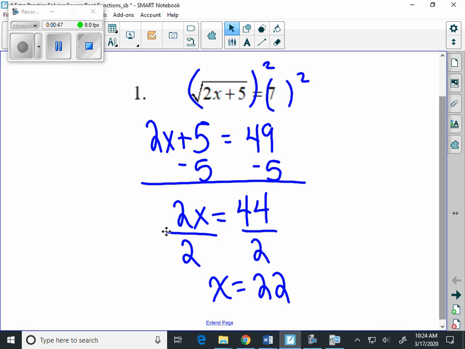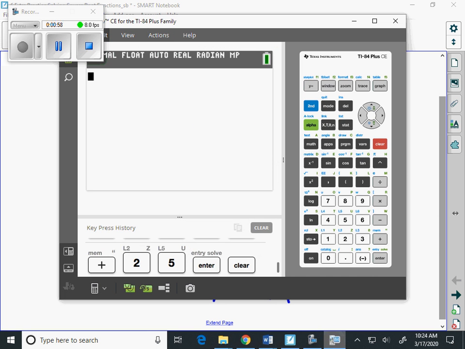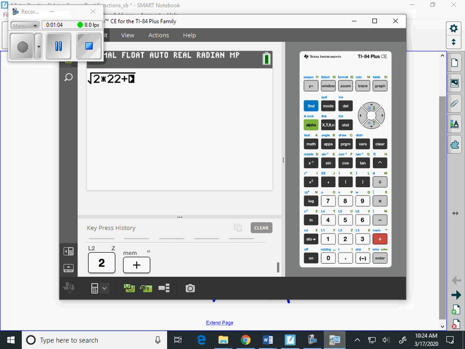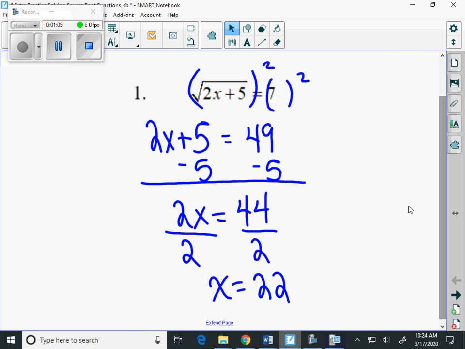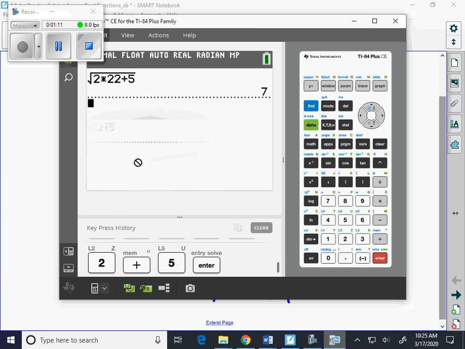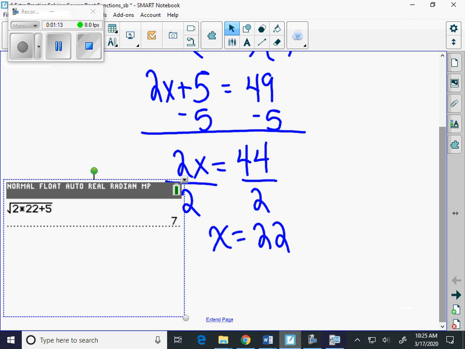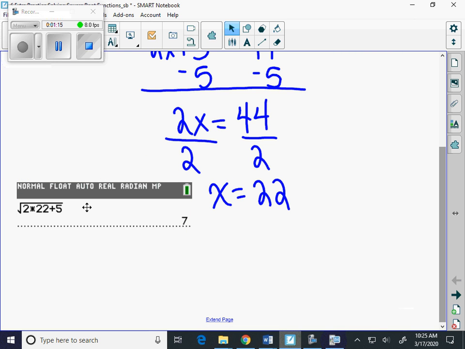We need to check and make sure that our solution is not extraneous. So we're going to take that 22 and put it back into the original equation. Nothing changed. The original equation to see if that works. So we take out our calculator. It's going to be the square root of 2 times 22 plus 5. And hopefully it equals 7, which is what our problem says. And because it does equal 7, we have checked our work and we know that 22 is a solution.